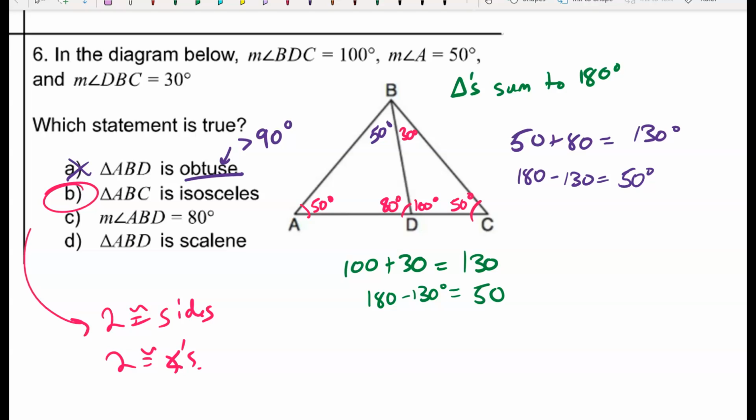Just to go through the rest of the answer choices, the measure of angle ABD, if I trace that out, ABD, that's 50 degrees, not 80, so that can't be it. And remember that a scalene triangle has three different angles and three different sides. But if I look at triangle ABD, I still have two congruent angles, so that's technically an isosceles triangle as well. So I wouldn't be able to say that that is scalene. All the angles would have to be different in that triangle for that to be a scalene triangle.